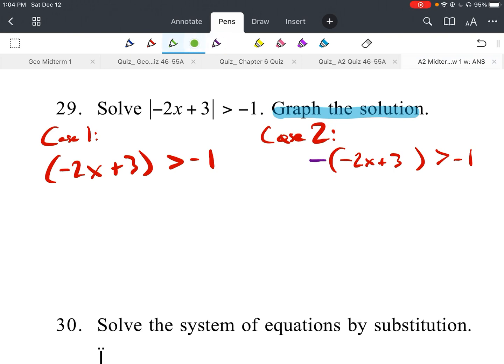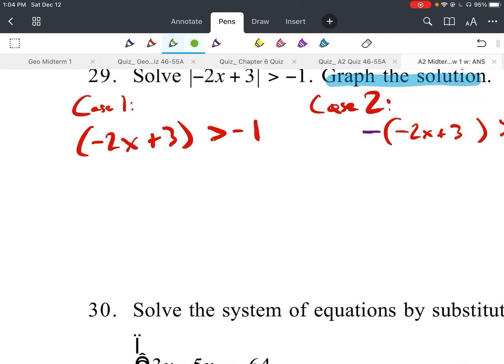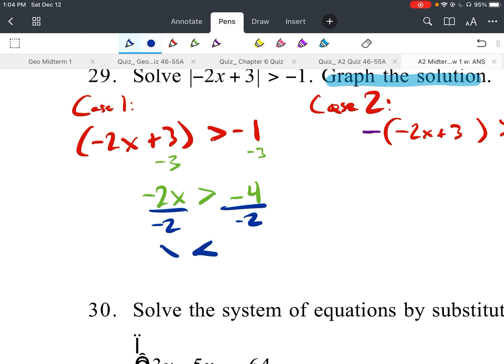Okay, there's nothing in this. I'm going to focus on this one first. There's nothing in there that we need to settle out, so I can just go ahead and start working on it. -3, -3. And -1 minus 3 is -4. Okay, now there's a critical step here. You probably already see it. When I divide or multiply both sides by a negative, I got to flip the sign. So bam, bam, this is x, and now this is just 2. So x is less than 2.